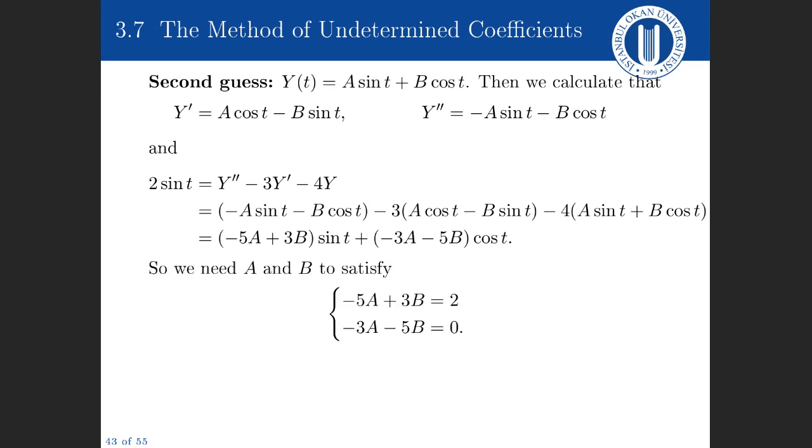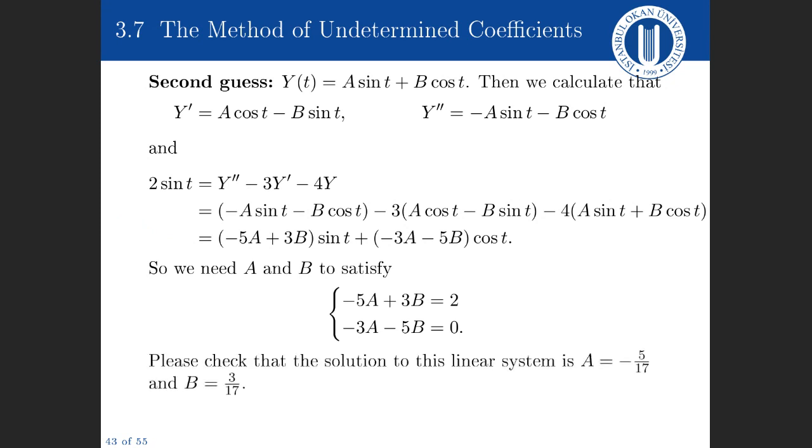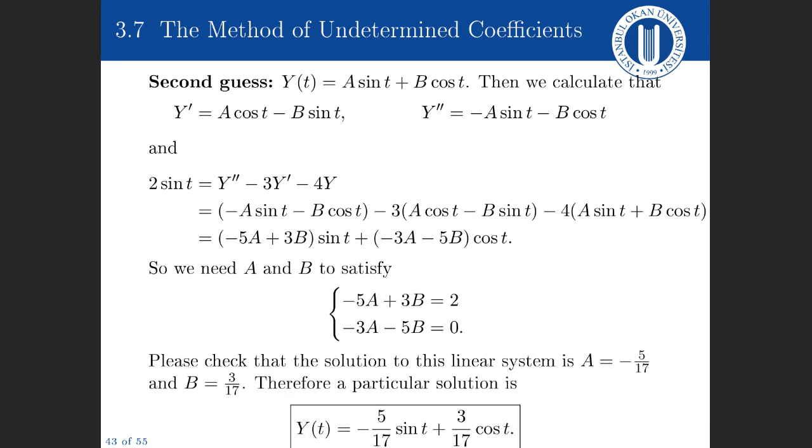So we need to have minus 5a plus 3b equal to 2, minus 3a minus 5b equal to 0. And this linear system is consistent. It's possible to solve this. I'll leave it for you to check that the solution is a equal to minus 5 over 17 and b equal to 3 over 17. So now we have our particular solution. I'll just put it on the slide. The particular solution is minus 5 over 17 sine t plus 3 over 17 cos t.